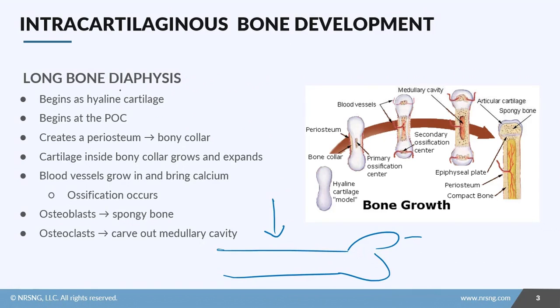So it starts as hyaline cartilage, and you get essentially a primary ossification center in the middle of the bone. And it starts to grow outward just like this, and it will form the periosteum, and that periosteum grows what's called the bone collar, and it wraps around the entire model. And as it does, it creates these flat plates, and then they start to harden.